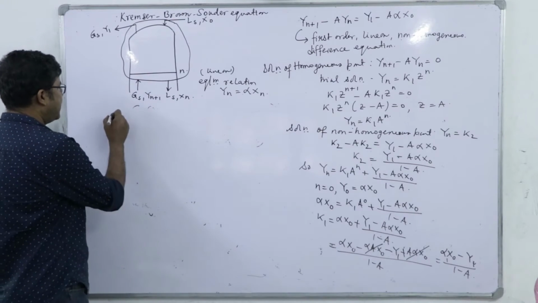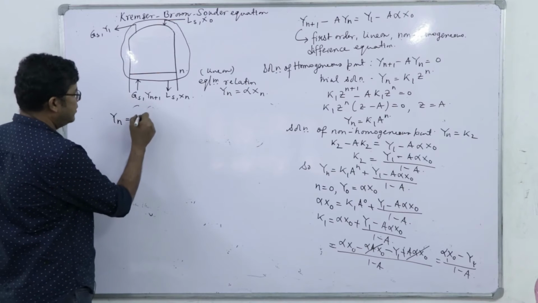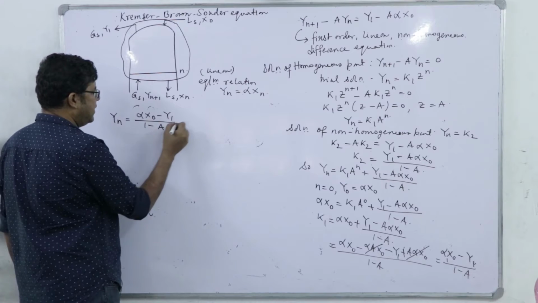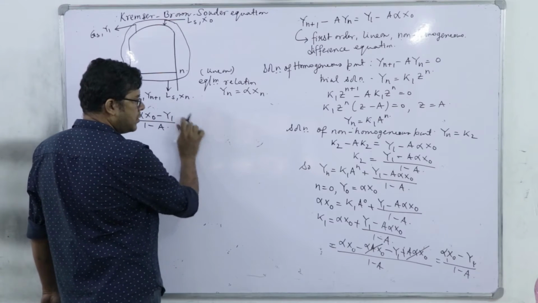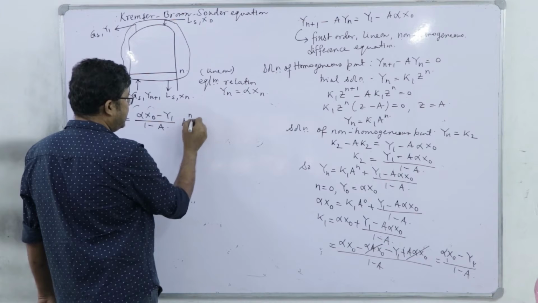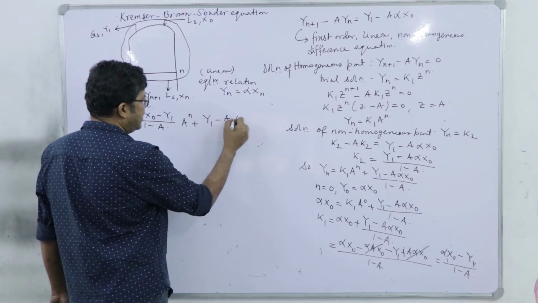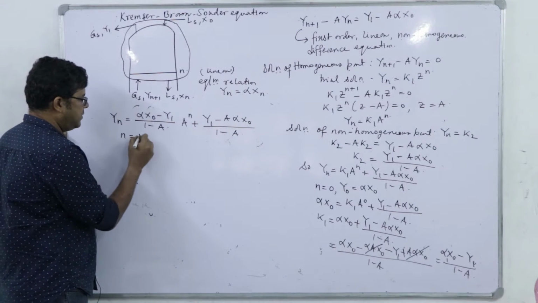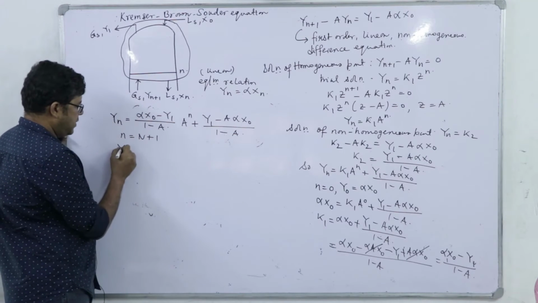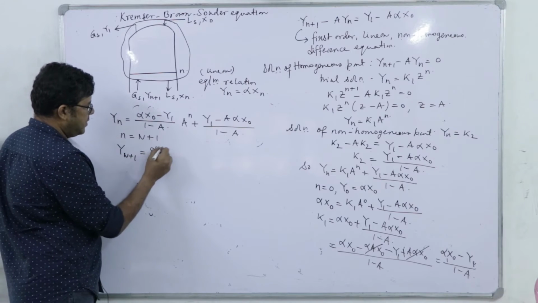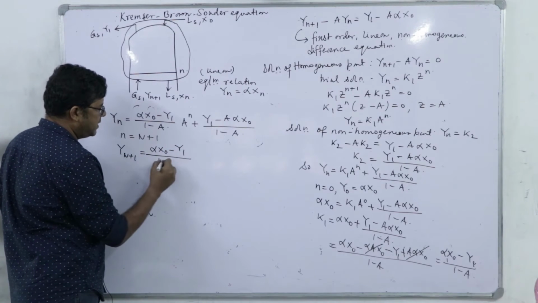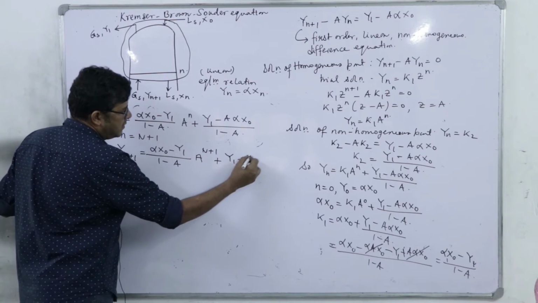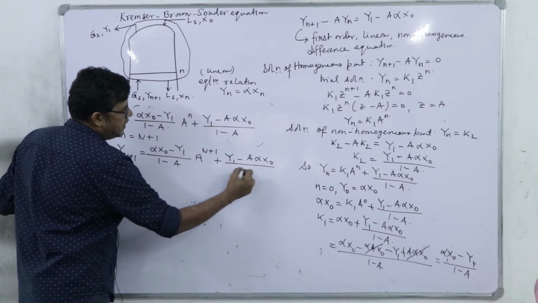becomes this: y n is equal to (alpha x 0 minus y 1) divided by (1 minus a) into a to the power n, plus (y 1 minus a alpha x 0) divided by (1 minus a). So, if I now write n is equal to n plus 1, then it will be y n plus 1 is equal to (alpha x 0 minus y 1) divided by (1 minus a) into a to the power n plus 1, plus (y 1 minus a alpha x 0) divided by (1 minus a).